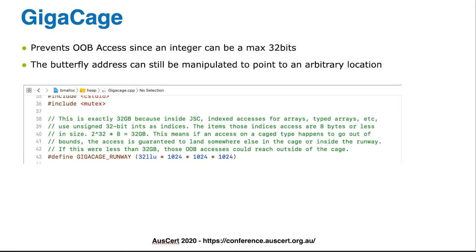Now, what is GigaCage type? GigaCage type basically prevents out-of-bound access. So it will basically prevent you from out-of-bound access vulnerabilities.